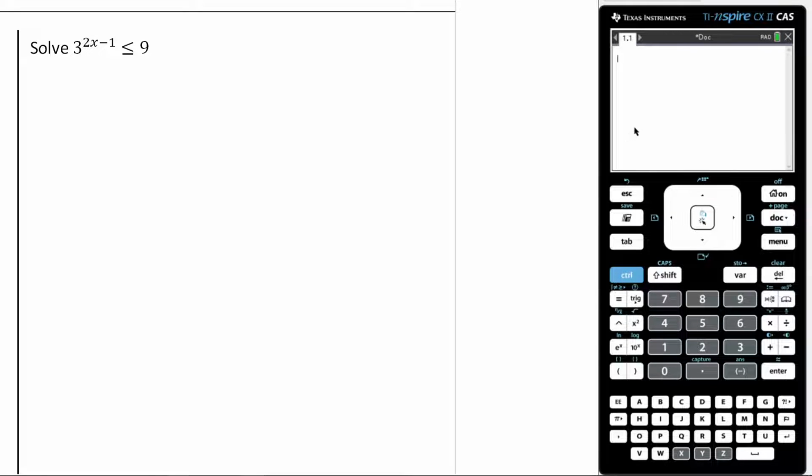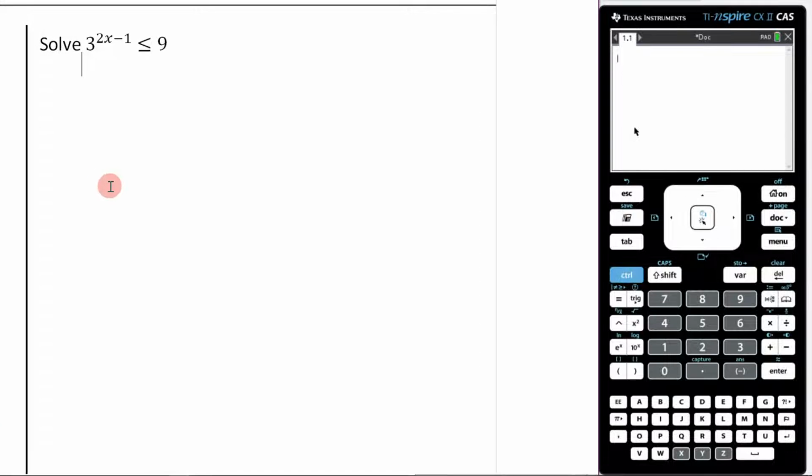We're going to go through this question here. It's another inequality one. You might like to pause the video and give it a crack yourself. All right, so what are we going to do here? First things first, let's make the bases the same.